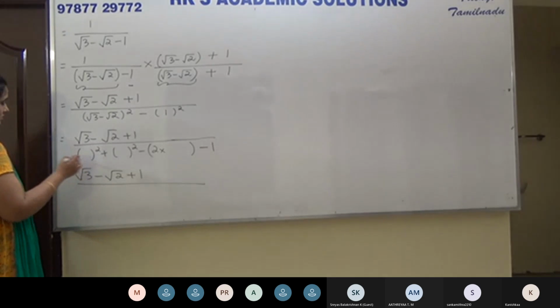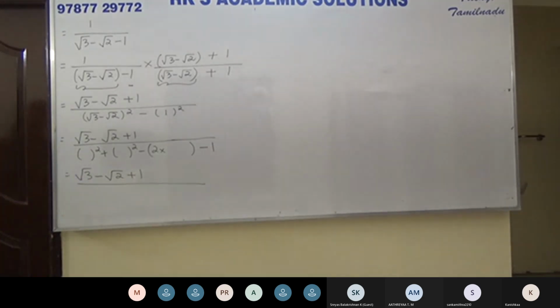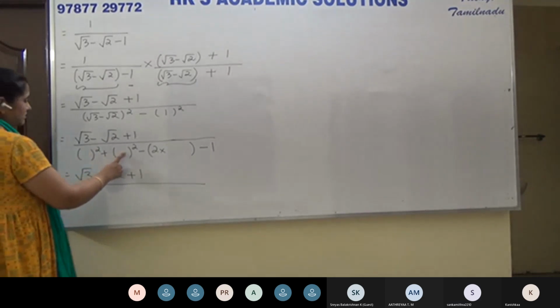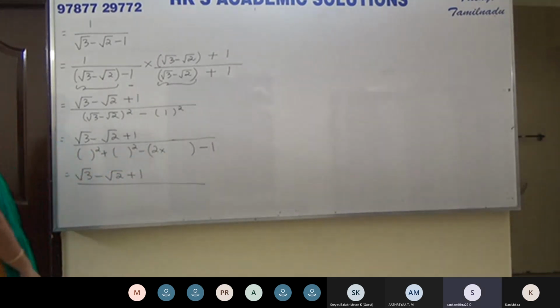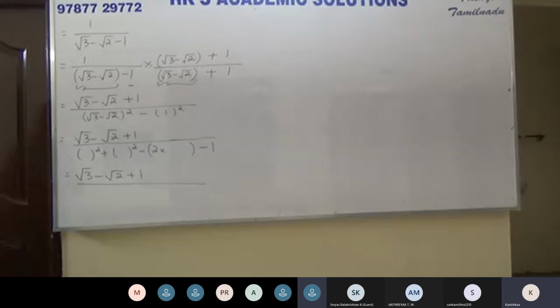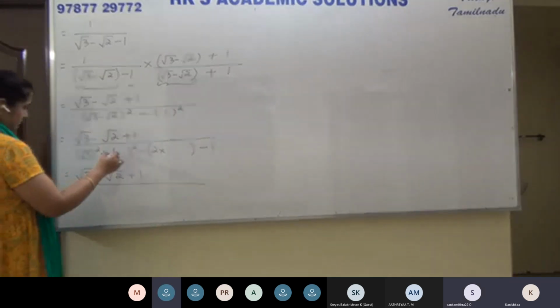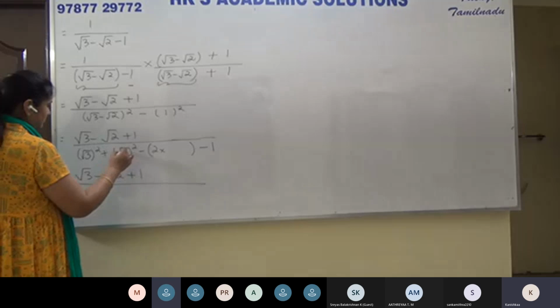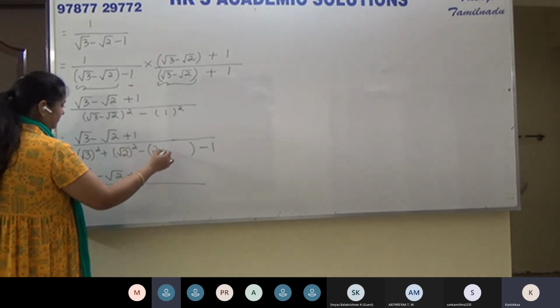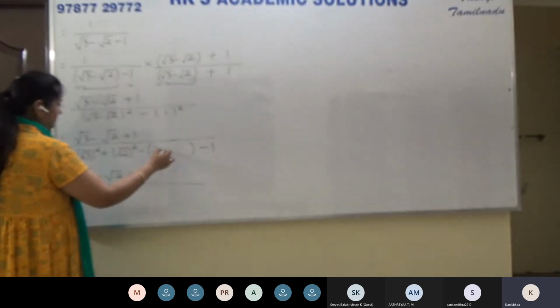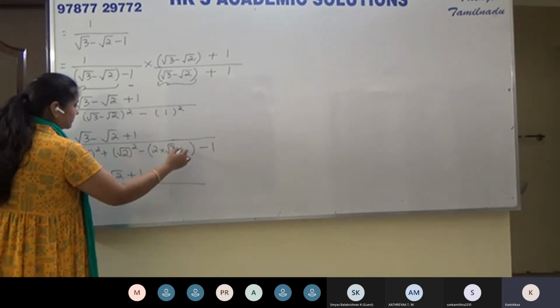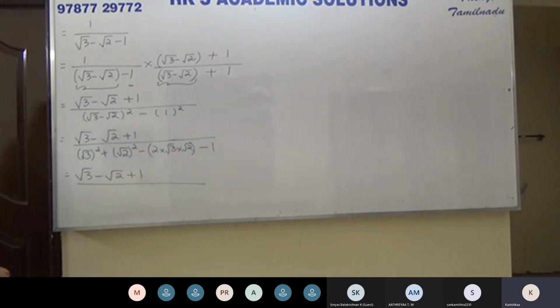What should be filled here, children? What should I write in these empty places? Root 3 the whole square plus root 2 the whole square, minus 2 into root 3 into root 2. All right. So what will you get in the next step?